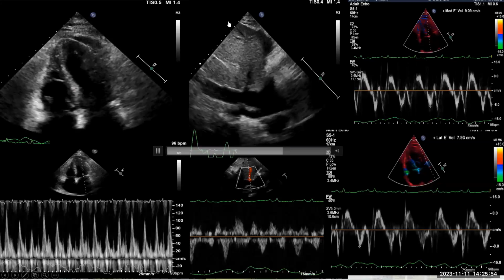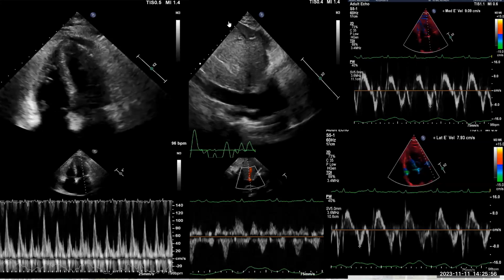Let's see now the chat. This is, I think, easy. Do we code pulmonary hypertension in the previous case? Yes, yes, of course.